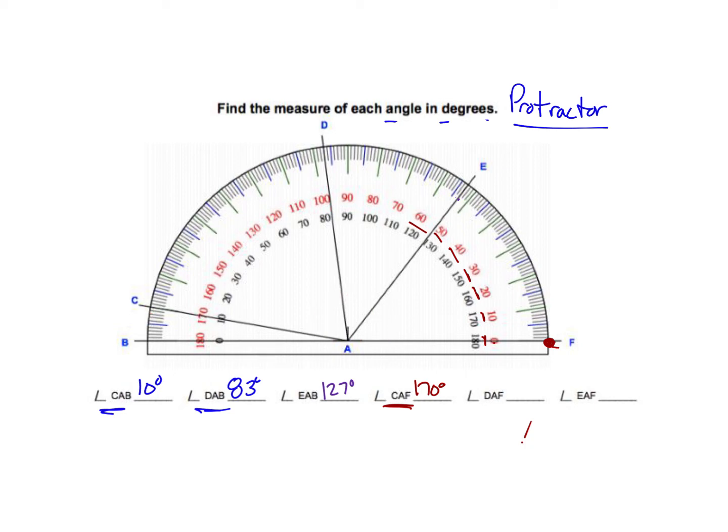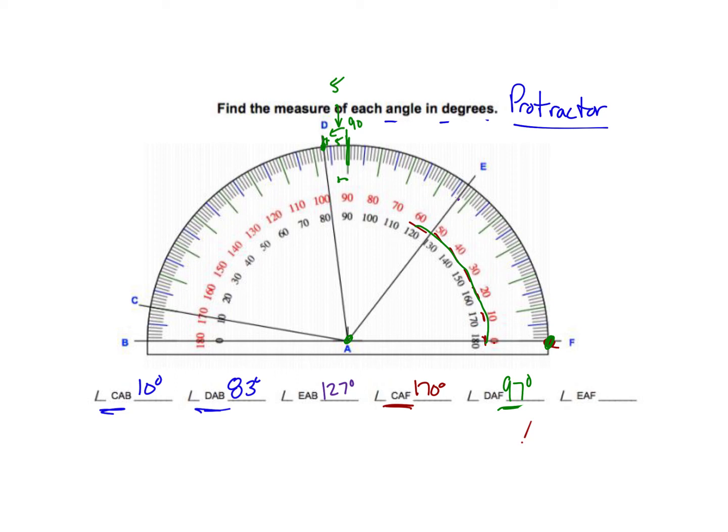Now for DAF, right there. Again, I'm going to start at the red and work my way back. So this would be 90 degrees. I go past that another 5 degrees, 1, 2. So I would say that that's going to be 97 degrees. Straight up and down was 90, I went another 5 degrees over, plus another 1, 2. So 97 degrees there.